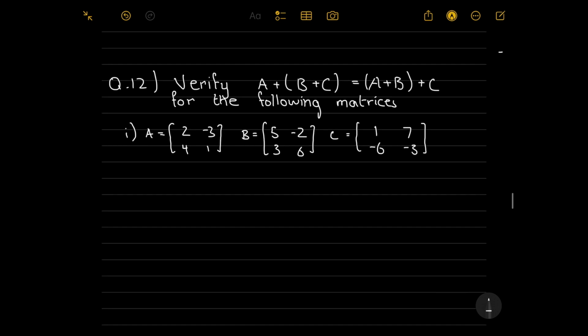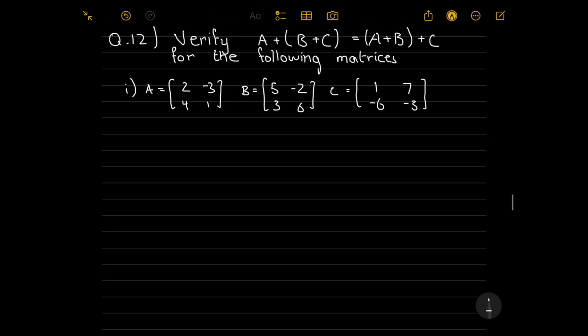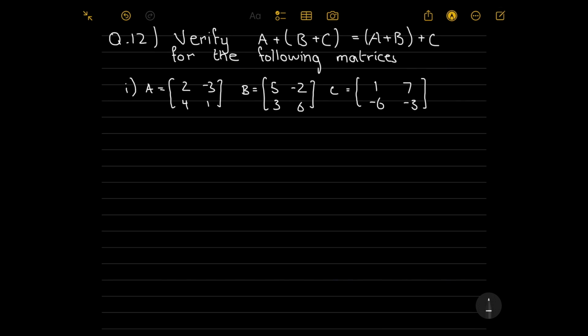Moving on to question number 12, which is verify a plus. Okay, this is the simple associative property which I taught you in the start. We're going to prove it here for these three matrices. So first, left hand side, of course.